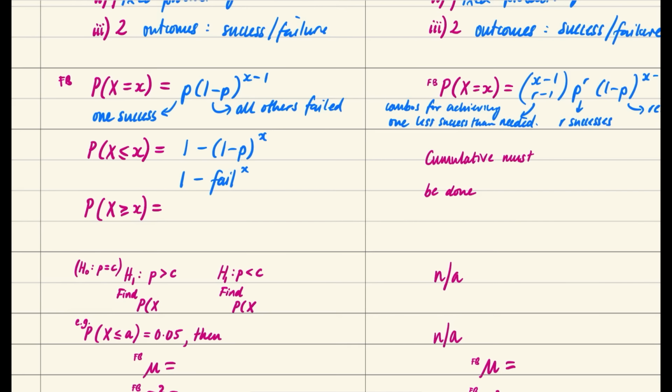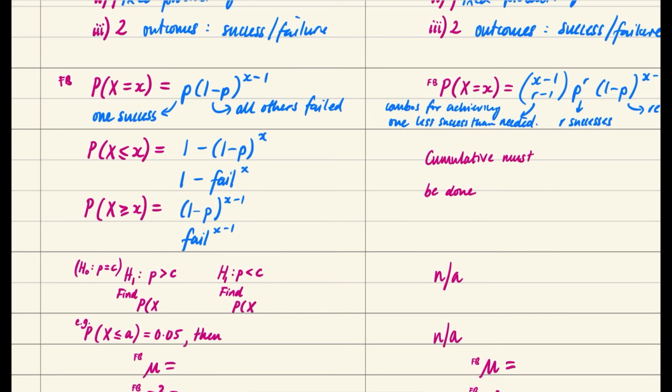And if we were doing X greater than or equal to X, it's going to be 1 minus P to the power of X minus 1. This is failing to the power of X minus 1. If we fail one less than what we're looking for, then that is equivalent to being successful more than X times.